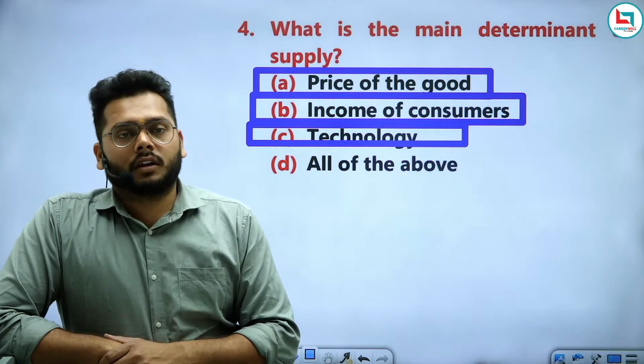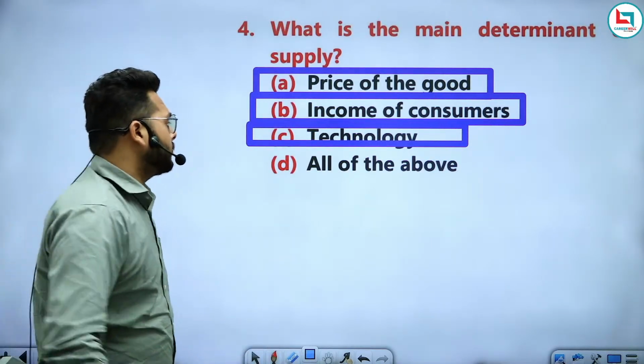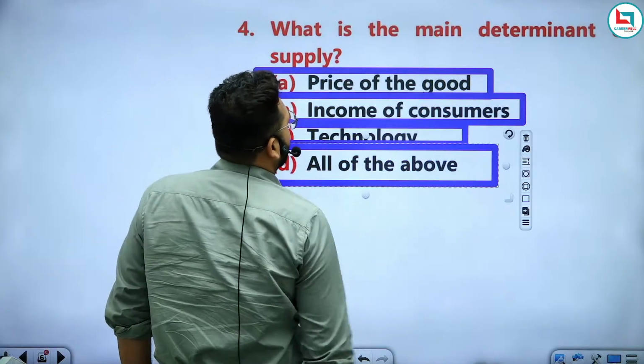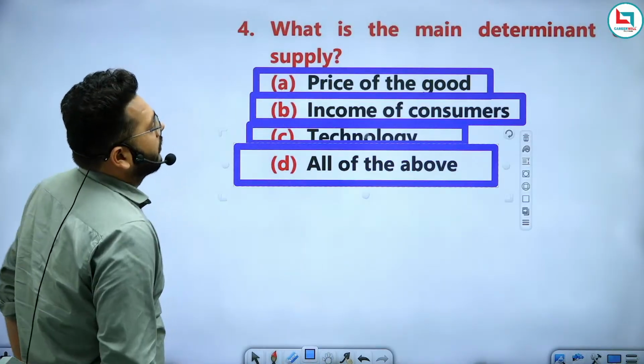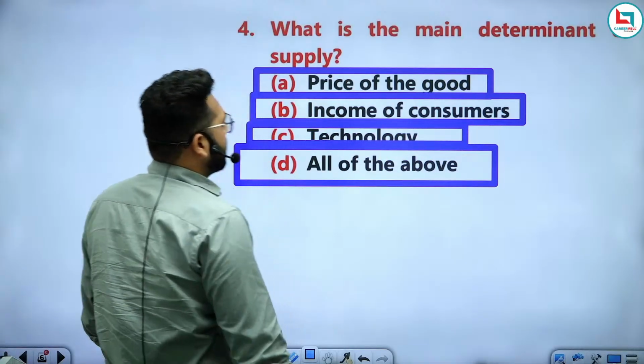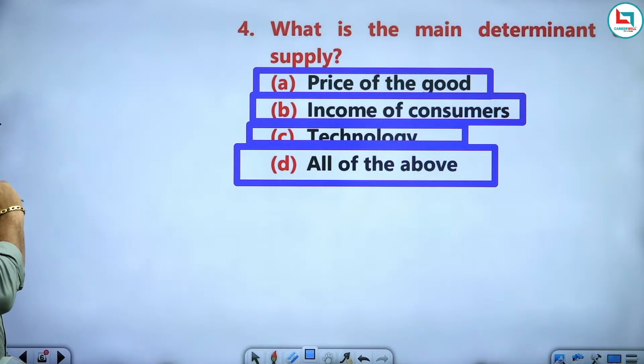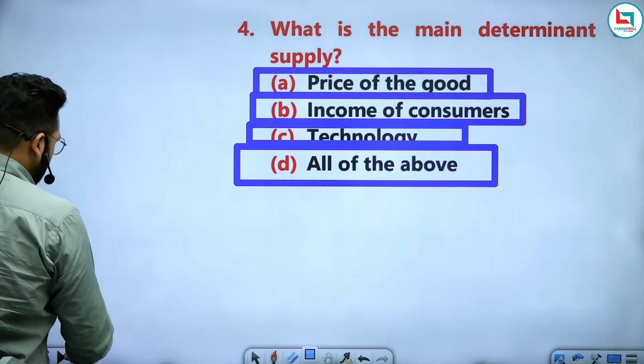Okay, clear? So this means all of the above will be your right answer. These all three options are correct in terms of determinants of the law of supply. Am I clear? Now next question.